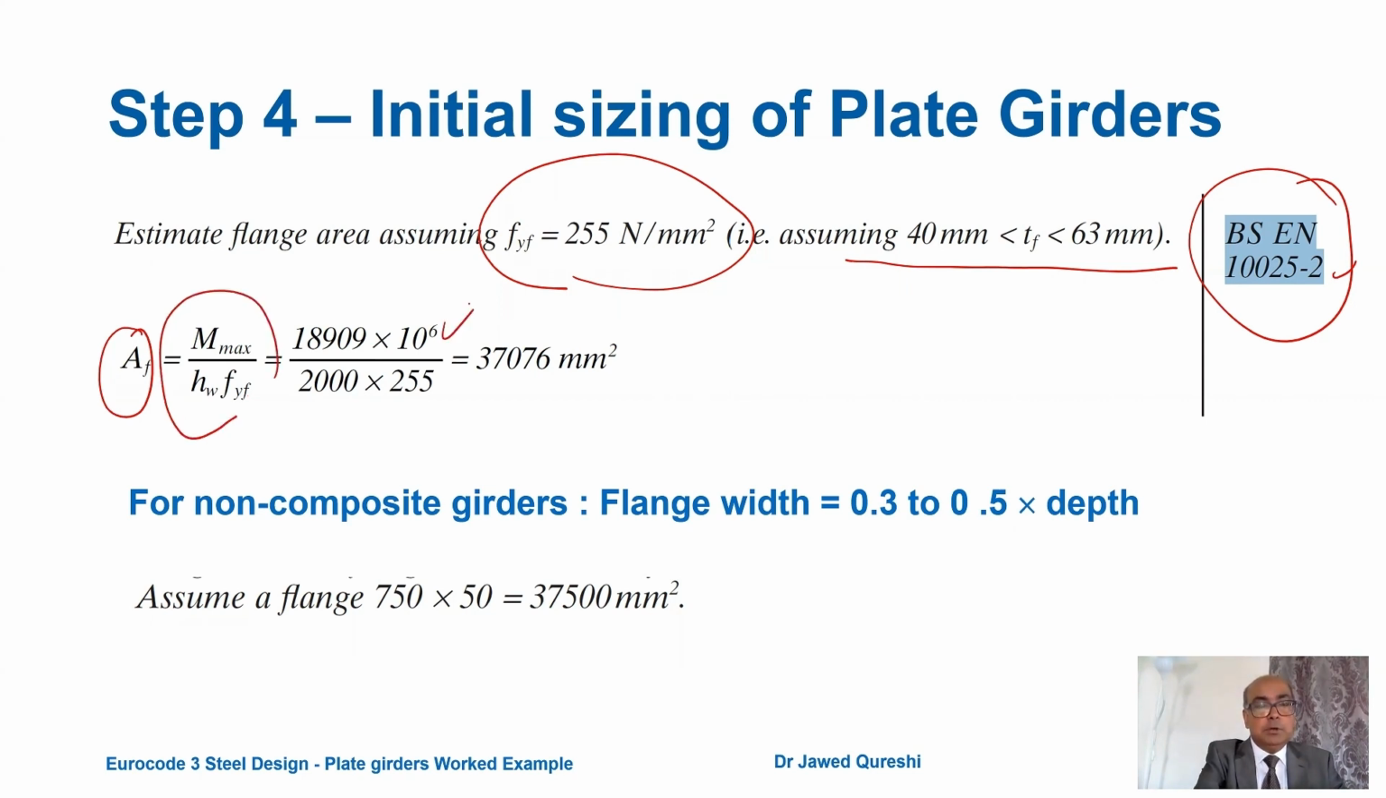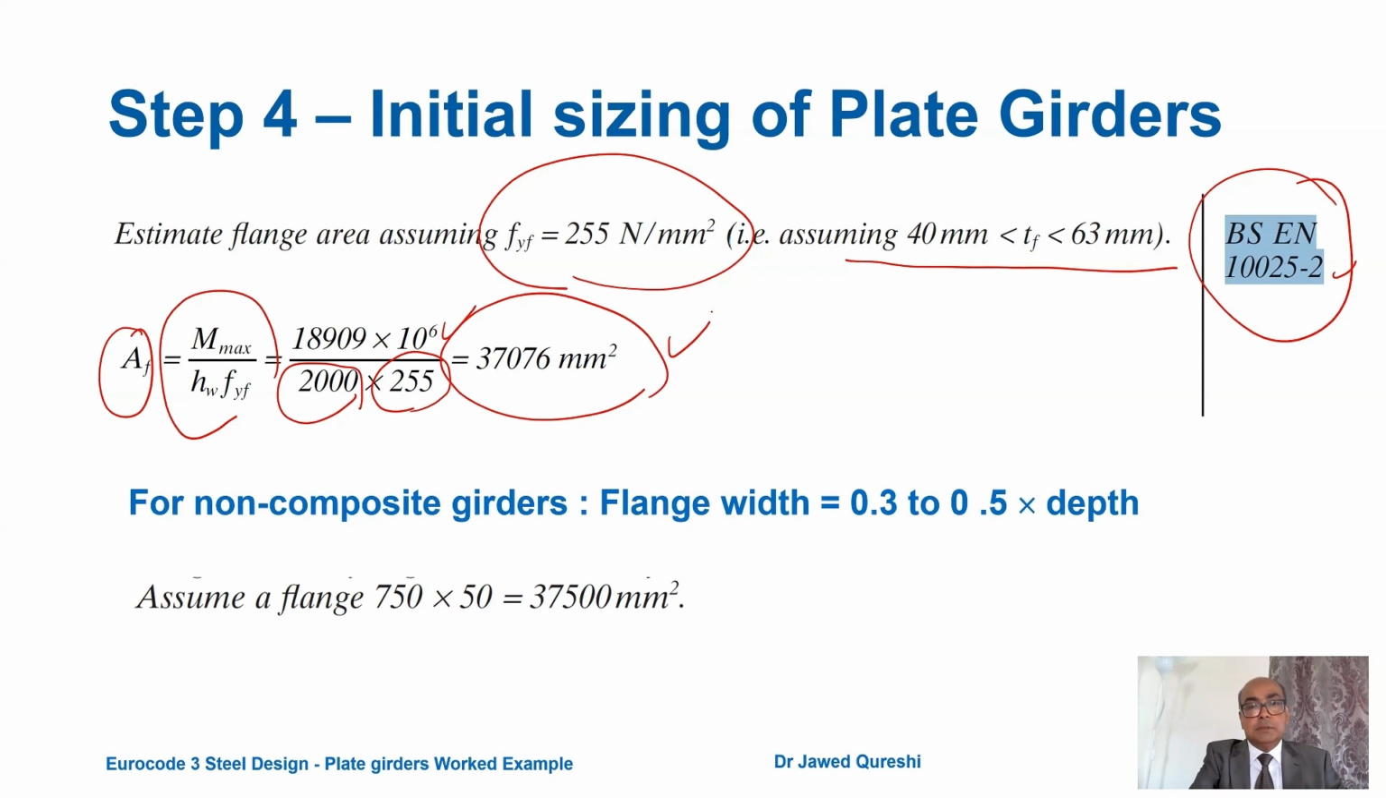So maximum moment, we got it from the bending moment diagram. HW is the depth of web, FYF is the yield of flanges. From here, we get this area of flanges. Our plate girder should be able to have this area. So area has to be more than this or equal to this.